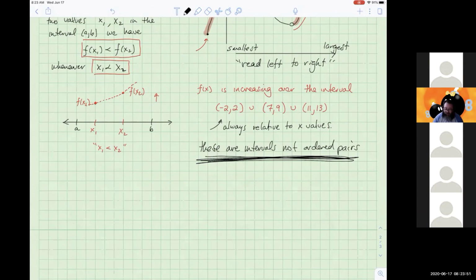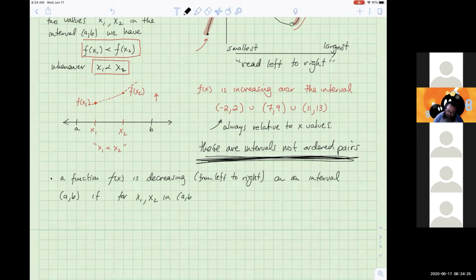Okay, so that is increasing. Similarly, a function f of x is decreasing from left to right on an interval a to b if, for x1 and x2 in a, b, whenever x1 is less than x2, f of x1 is greater than f of x2.